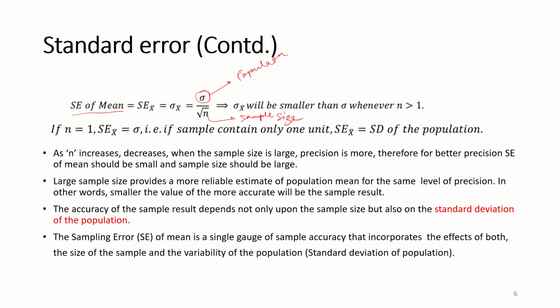Okay, anybody has doubts in this formula? Okay, so if n is equal to 1, standard error is equal to sigma.